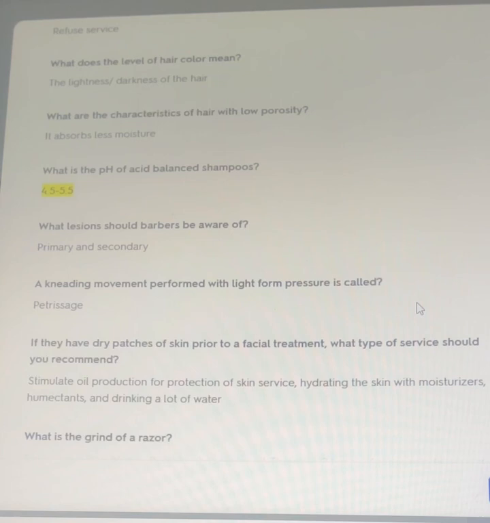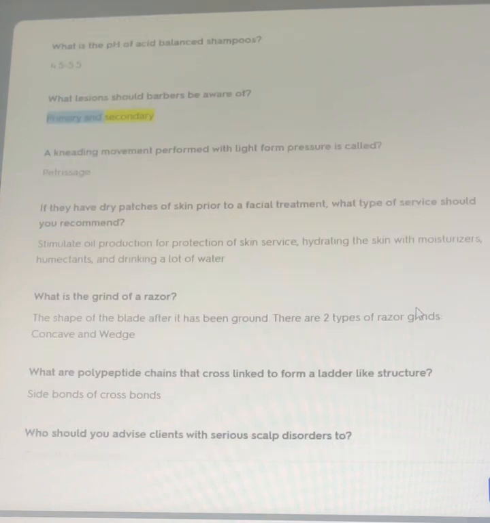4.5 to 5.5. What lesions should barbers be aware of? Primary and secondary. A kneading movement performed with light firm pressure is called petrissage. If they have dry patches of skin prior to a facial treatment, what type of service should you recommend? Stimulate oil production for protection of skin service, hydrating the skin with moisturizers, humectants, and drinking a lot of water.